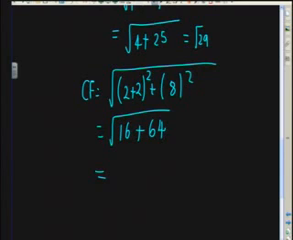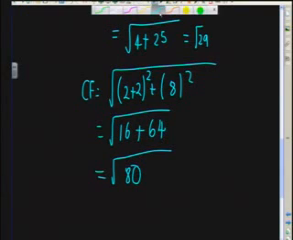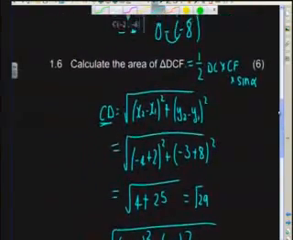So 16 plus 64, what is that? My mental arithmetic's not too good. I think it's 80. Let's just double check that. 16 plus 64, 80. Okay, great. So we've got the length of CF. We've got the length of CD.